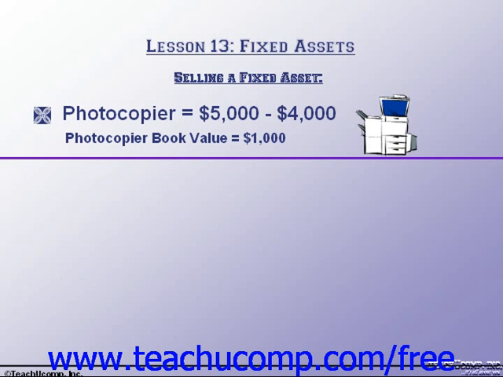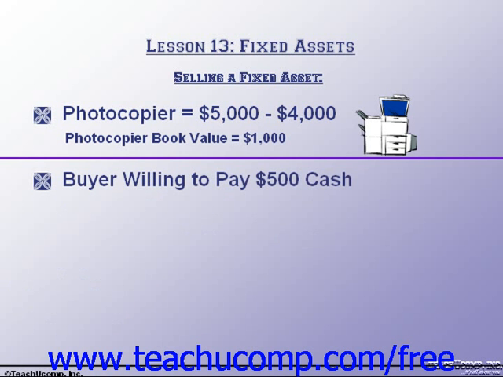Assume that you had a buyer who was only willing to pay you $500 for the photocopier. In this case, you have a loss on the sale of your fixed asset. When this happens, you will need to attribute the lost value to an expense account, usually named something like loss on fixed assets.